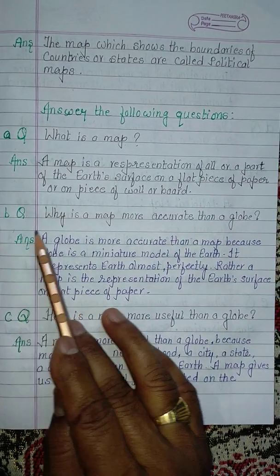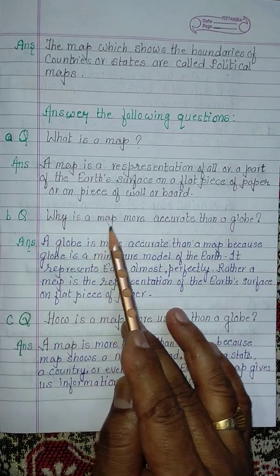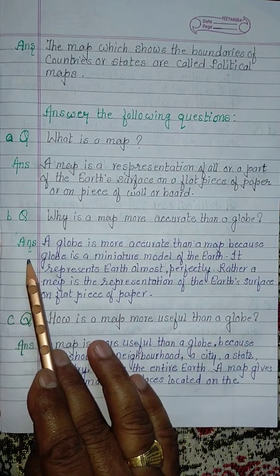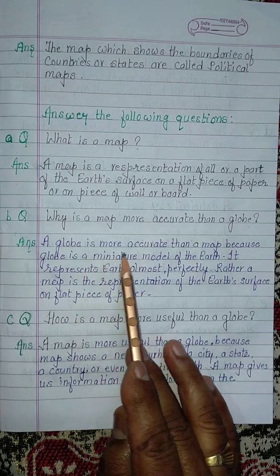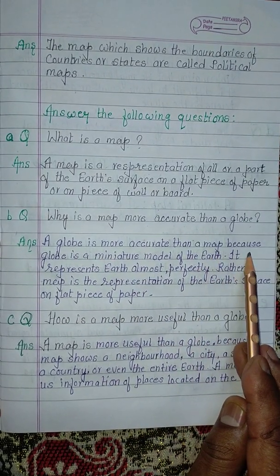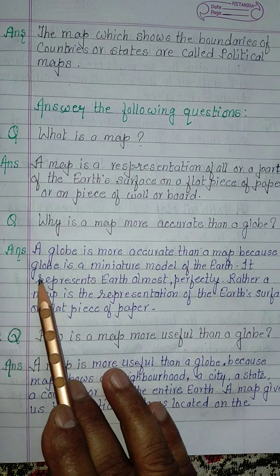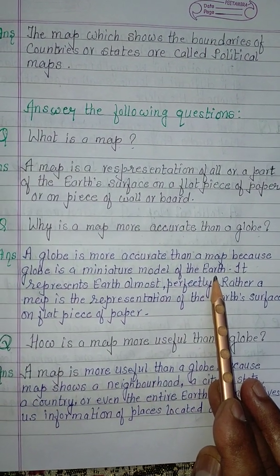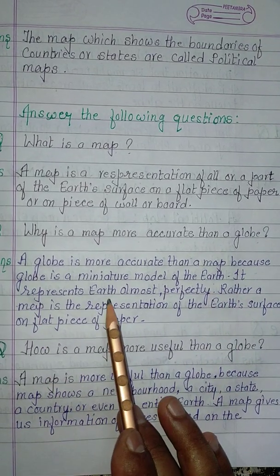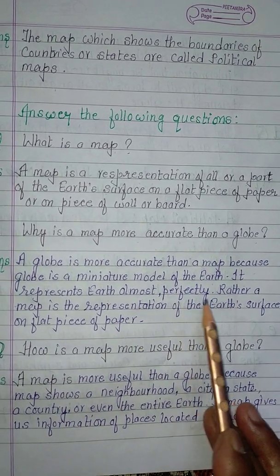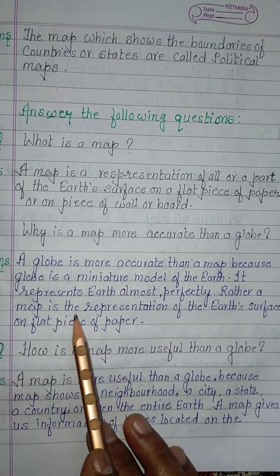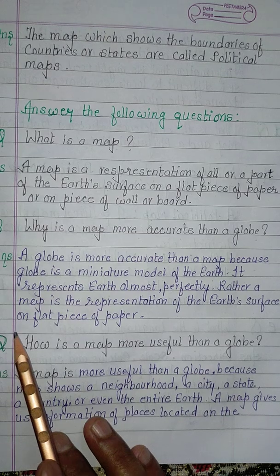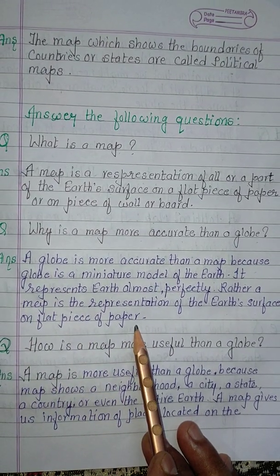Question number B. Why is a map more accurate than a globe? Answer. A globe is more accurate than a map because a globe is a miniature model of the earth. It represents earth almost perfectly. Rather, a map is the representation of the earth's surface on flat piece of paper.